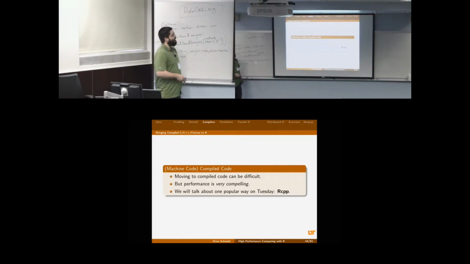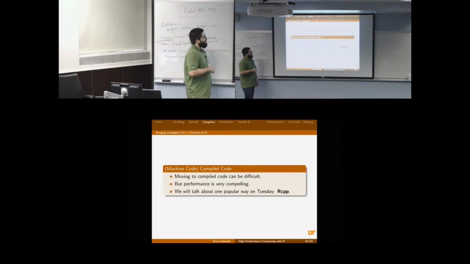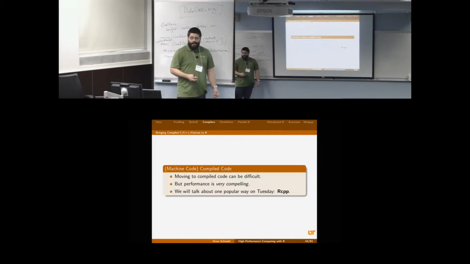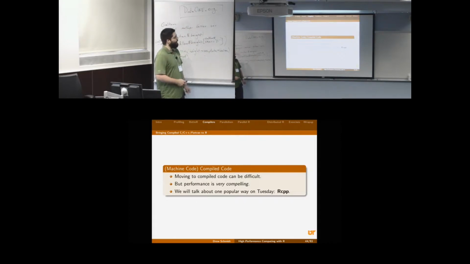It's basically just there. It just sort of works very easily. But it's not that great. Whereas utilizing machine code is very, very, very compelling from a performance perspective, but is much harder to actually use in the first place. But we will be talking about how you would do that with Rcpp on Tuesday.